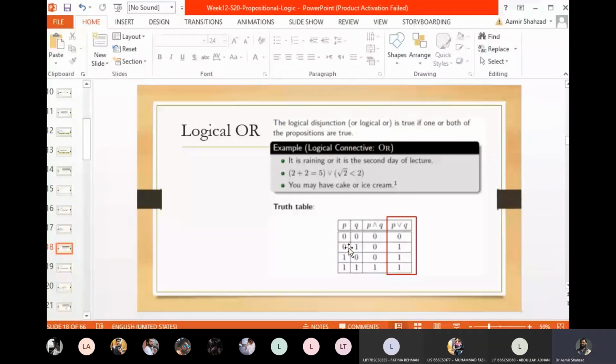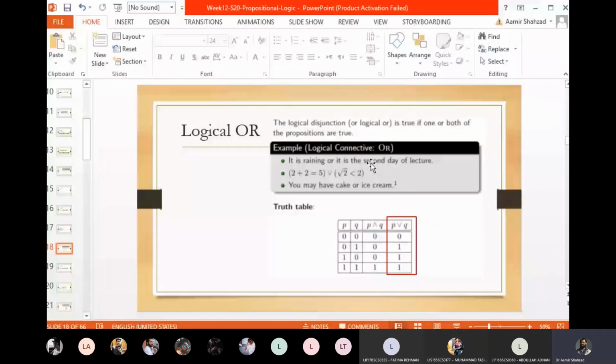देखिए इन दोनों में से कोई एक भी ट्रू हो जाए, 0 और 1 या 1 और 0, so we get 1. या दोनों ही statements true हो जाएं, 1 और 1, so we get 1. For example, it is raining or it is the second day of lecture.